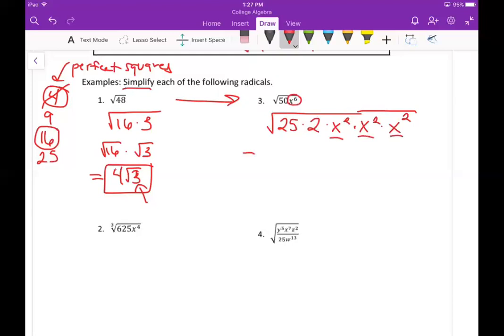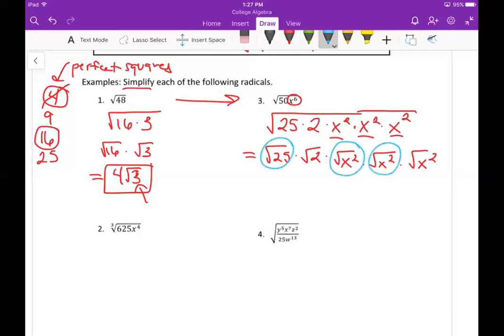So I've got all my perfect square factors that make up x to the 6th. And now I just want to, again, break each one of these up. So the square root of 25 times the square root of 2 times the square root of x squared times the square root of x squared times the square root of x squared. Everything that's being multiplied together can be broken up separately. And we see all of our perfect square things here. 25 can be square rooted, x squared can, and each one of these x squareds can.